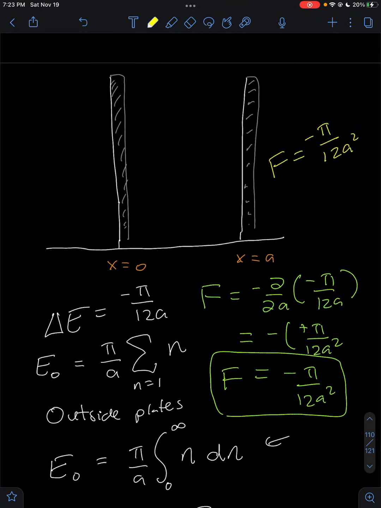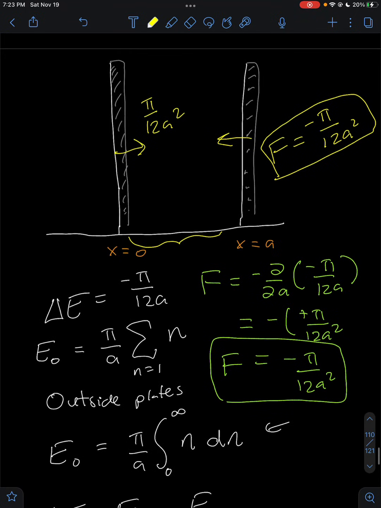So that is an attractive force because we have a negative sign, which means that these plates will actually exert a force towards each other, their strength being pi over 12a squared. So the further apart these guys are, because a is really just the distance between the plates, the smaller the force is going to be. The closer they are, the stronger the force. So yeah, that's the formula for the Casimir force.